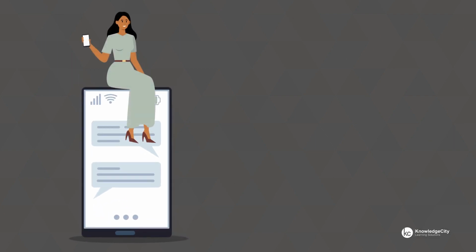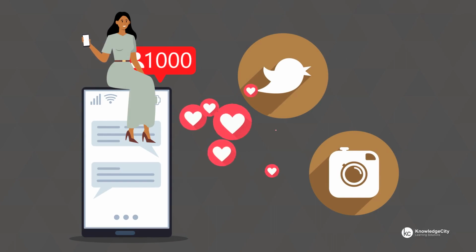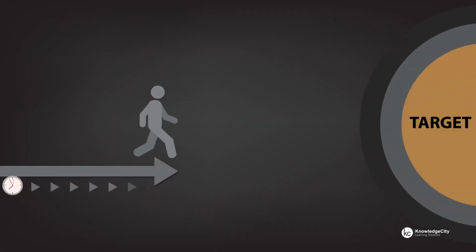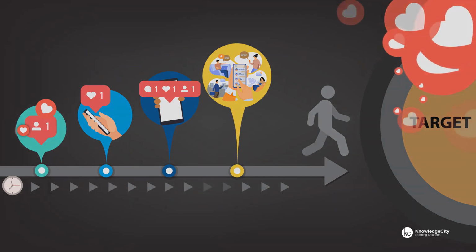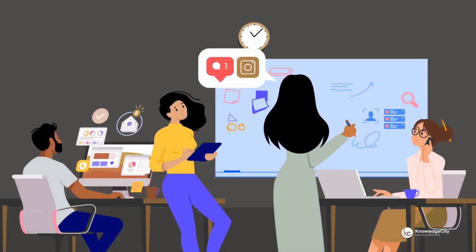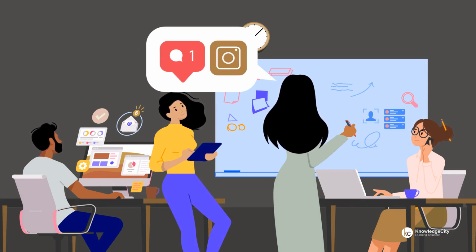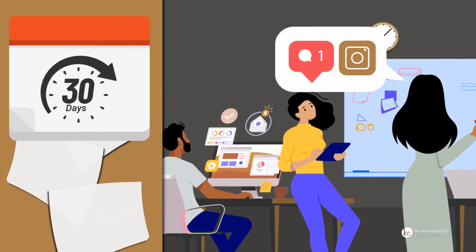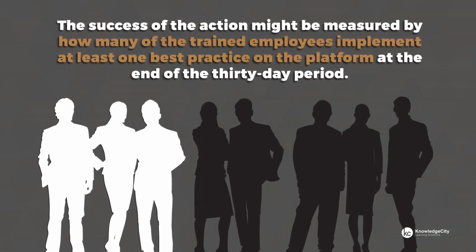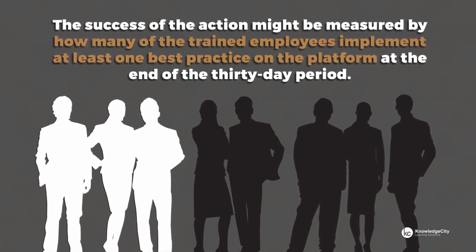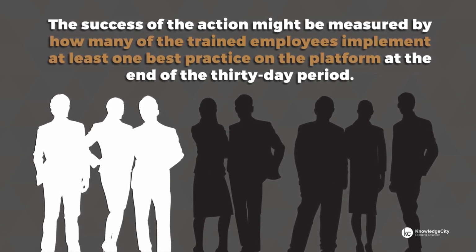For example, if the tactical plan is to reach more customers via social media, then the tactics would be each step of the process labeled specifically as an attainable action that's relevant to the overall objective and a time frame for its completion, along with an explanation of how success will be measured. So, a tactic might be to train staff on best practices for a particular platform within 30 days, and the success of the action might be measured by how many of the trained employees implement at least one best practice on the platform at the end of the 30-day period.